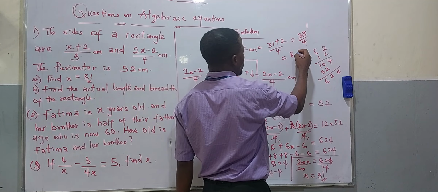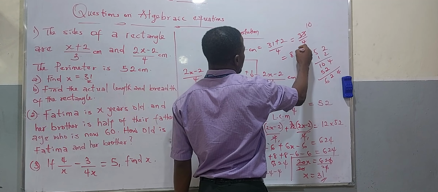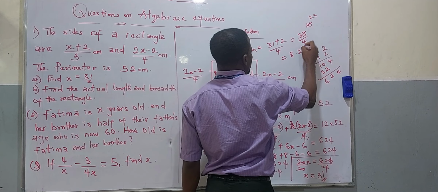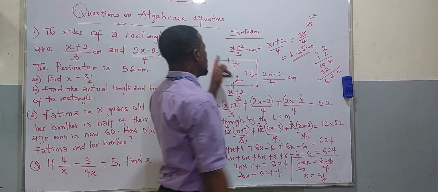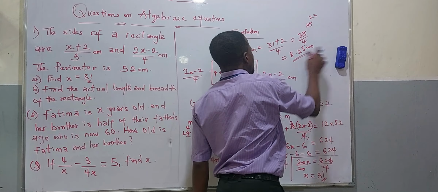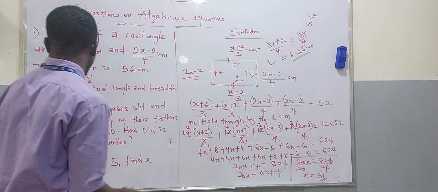Point is 0 in 2. In 10, that is 2. Remainder 2, in 20. So the length is 8.25. This is equal to the length. The length is 8.25 centimeter.